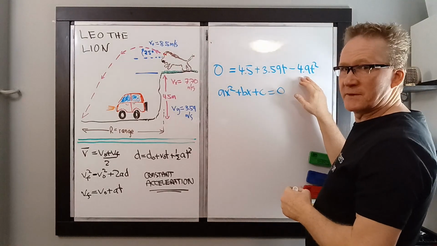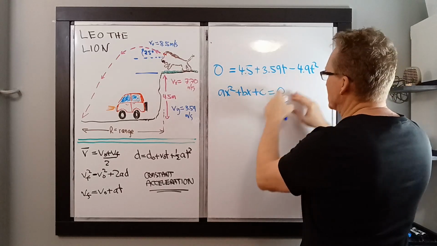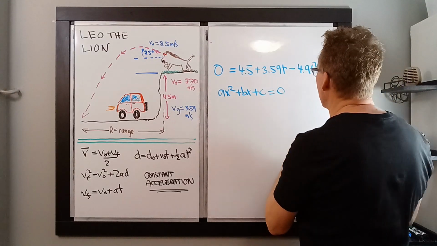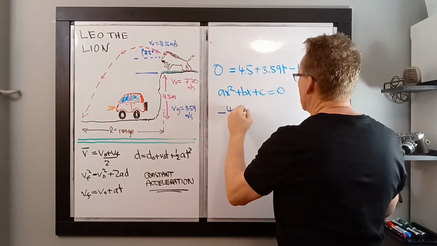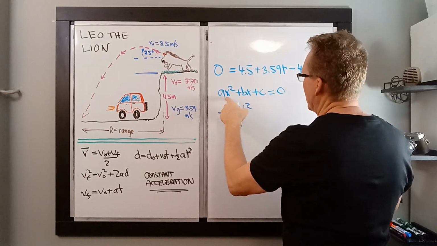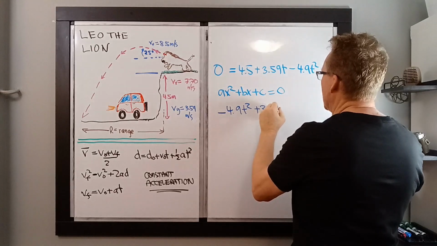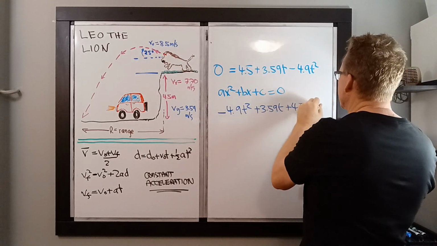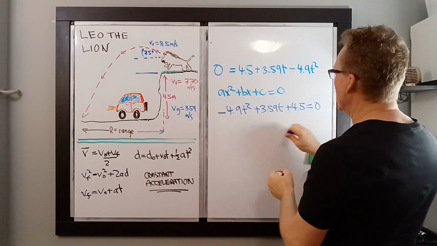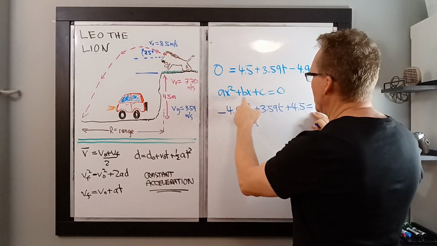Now we're very close on this one, but we have this all sort of reversed. So let's just shift this around so we have it in the same form as over here. And I'm going to make this minus 4.9 t squared. It's t squared rather than x squared, but that's okay. Plus 3.59 t plus 4.5 equals 0. I just moved the 0 to this side just because I ran out of room over here. So now I have this in the form of a quadratic equation.